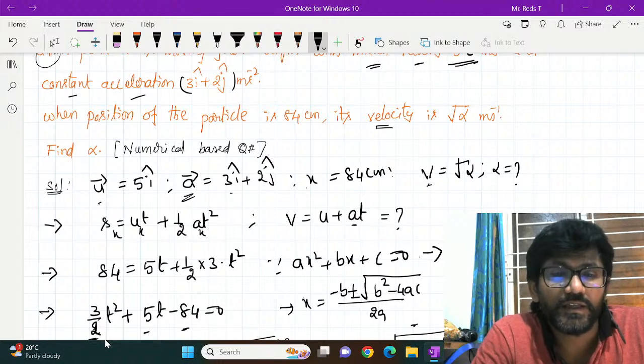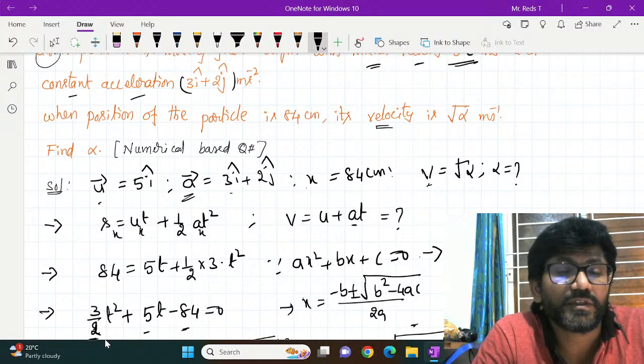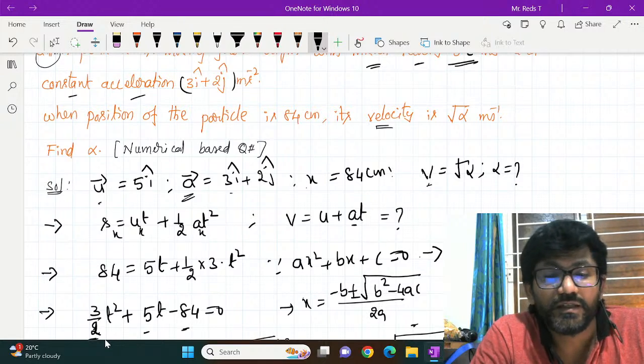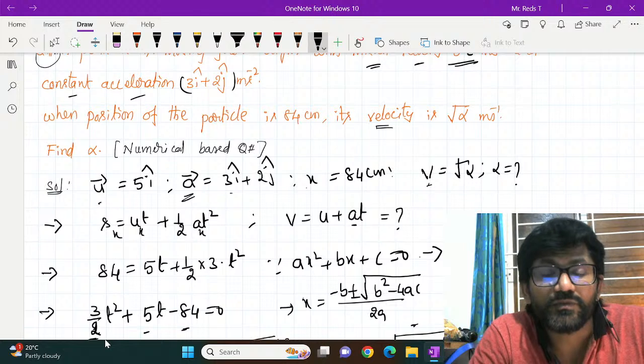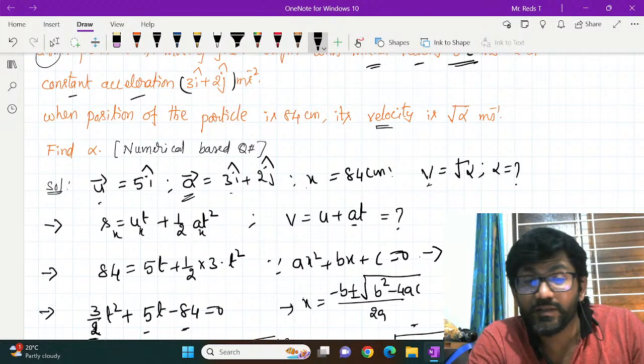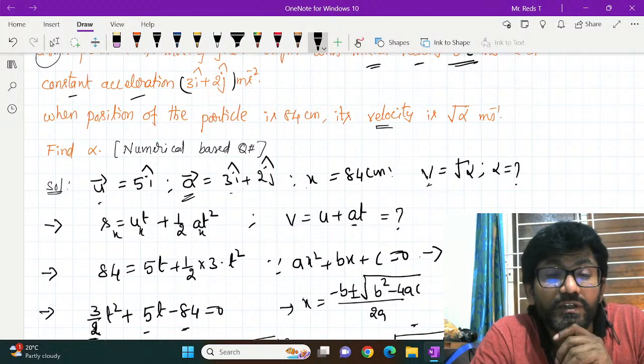Right, recently I came across some news from Kota. Some of the girl students have died by suicide because they were not able to perform well. Not being able to perform well is not the question here.